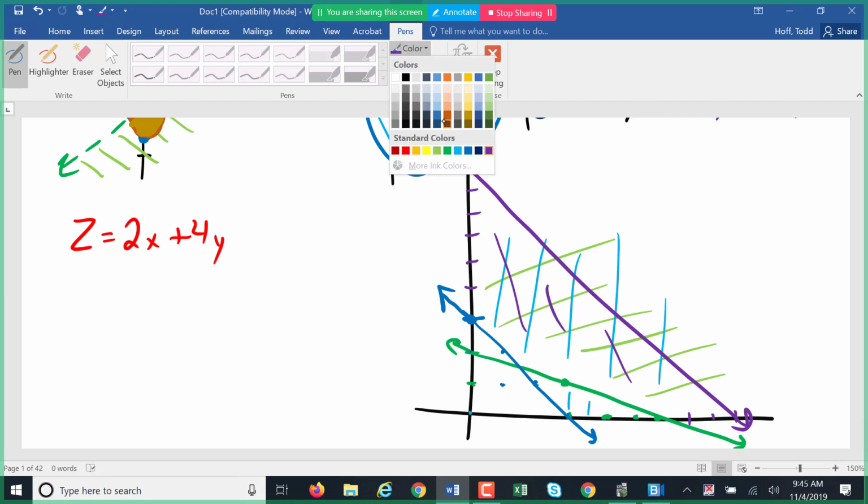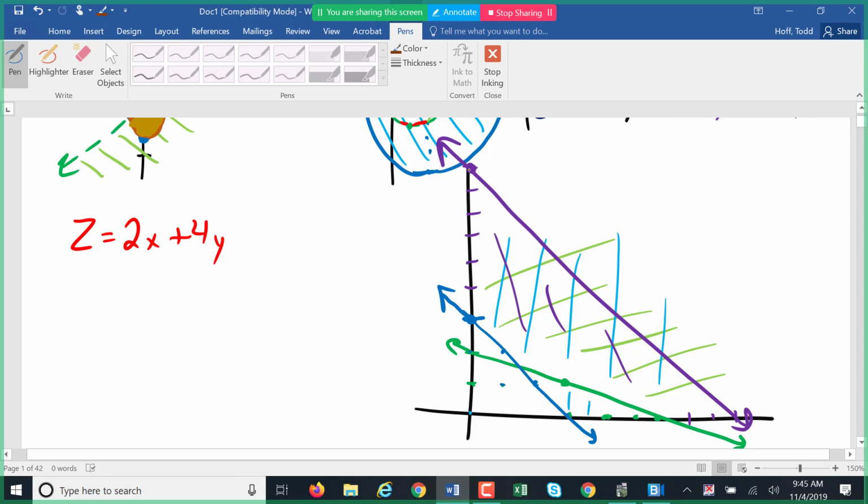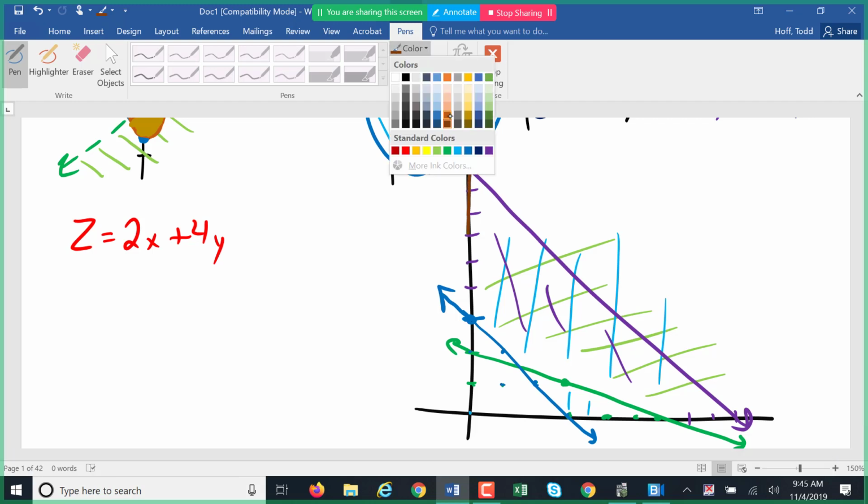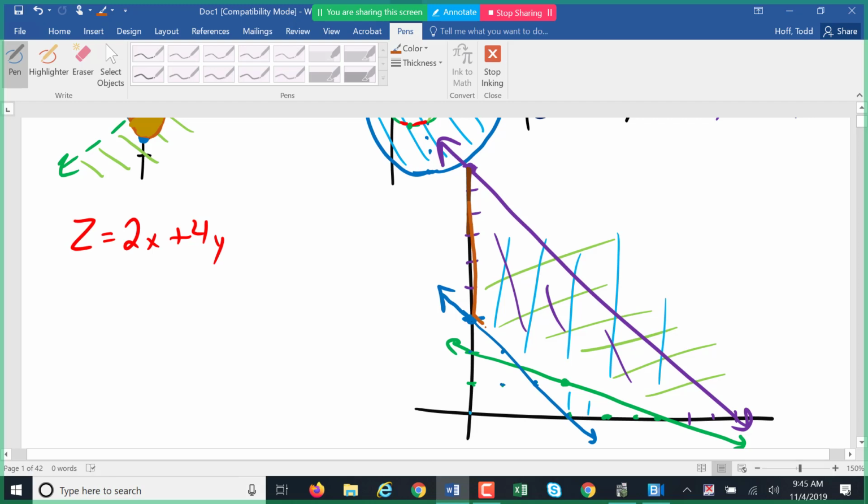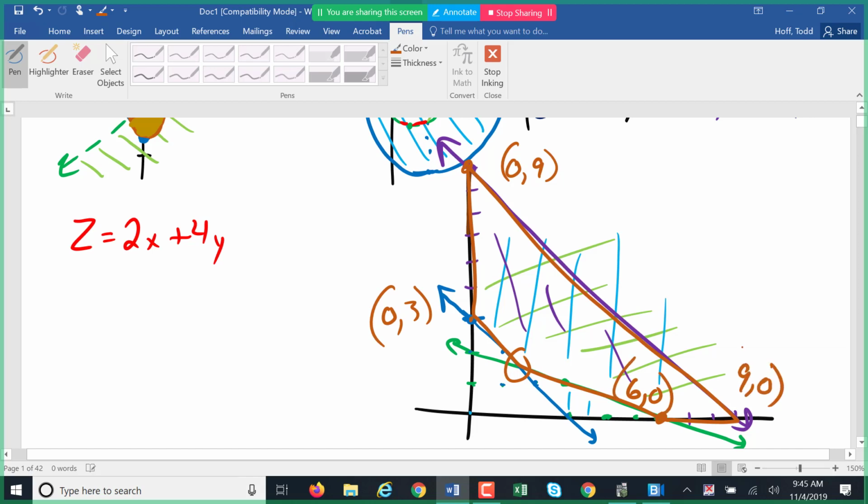So my solution here, or my constrained region, I should say, my allowable solutions, in a slightly different color so it shows up better, is in this shape right here. So remember, we test the objective function at the vertices, the corners of this constrained region. This point here is 0, 9. That one's easy to come up with. This point here is 0, 3. This one we're going to have to do a little work on. This point here was 6, 0. This point over here is 9, 0.